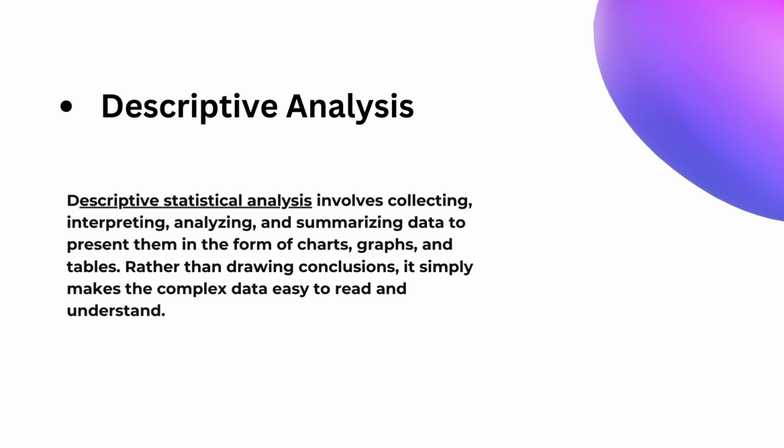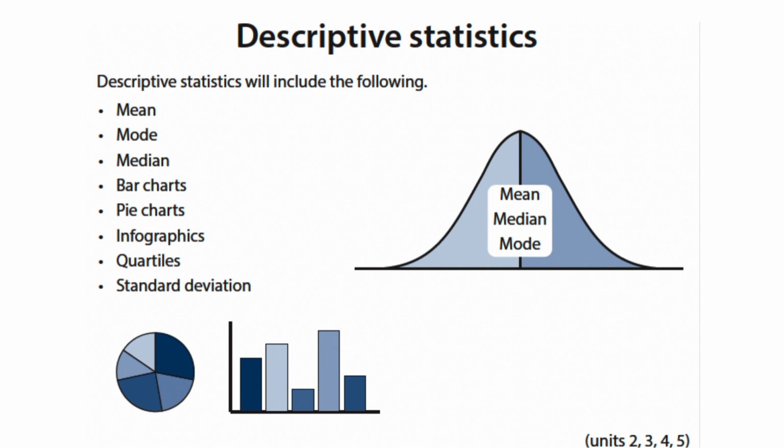Descriptive analysis involves collecting, interpreting, analyzing, and summarizing data to present it in the form of charts, graphs, and tables rather than drawing conclusions. It simply makes complex data easy to read and understand. Descriptive statistics include methods for summarizing the central tendency and distribution of data. Common measures include mean, median, mode, standard deviation, pie charts, and bar charts, all part of descriptive statistical analysis.